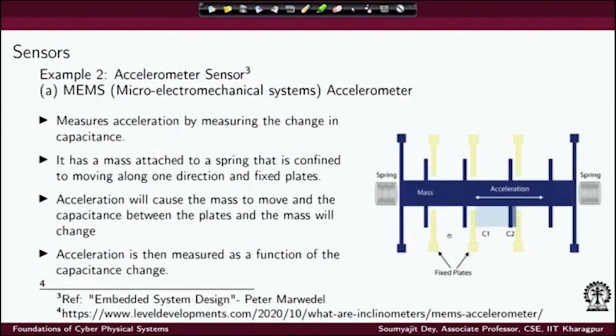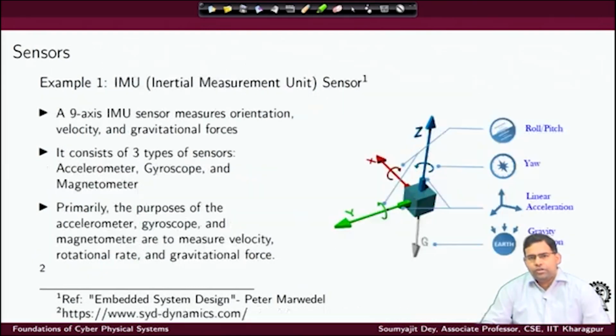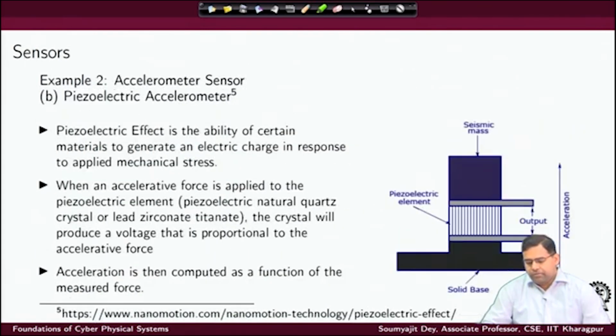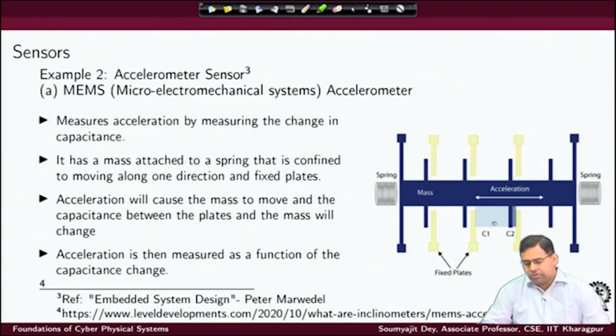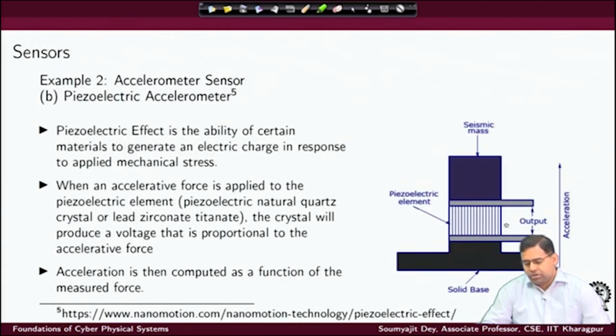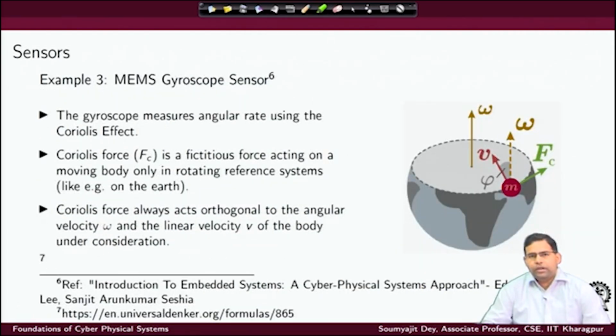proportional. So, essentially what is happening in all these sensors, my basic principle is I am generating a proportional change in some electrical quantity, voltage, current, based on change in capacitance here, based on this output voltage here, and that is being used to measure the physical quantity. So, that is the kind of principle on which these sensors would be working.